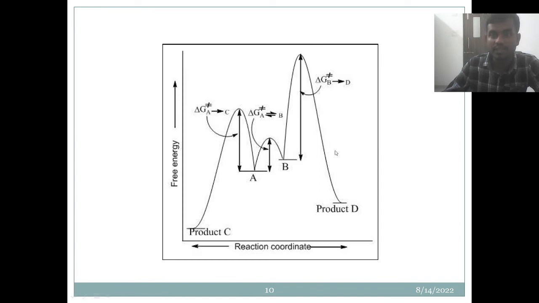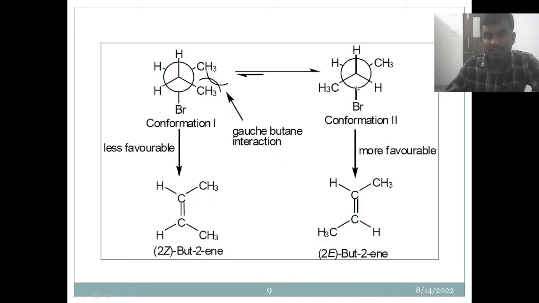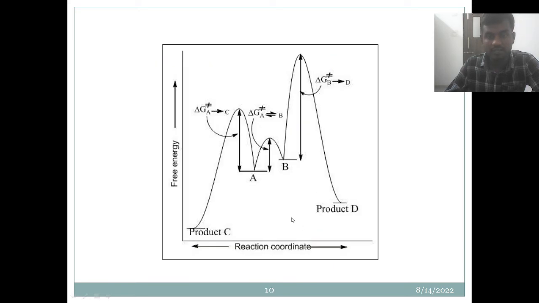This is the situation here. We have 2 conformations A and B, where A is the most stable conformation, and it is giving the most stable product. C is the most stable product, A and C. So this is the case of conformation 2, which is stable and it is giving the most stable product. Whereas conformation 1, which is unstable, has higher, less favorable energy, and it is giving this product. So this is the situation here.